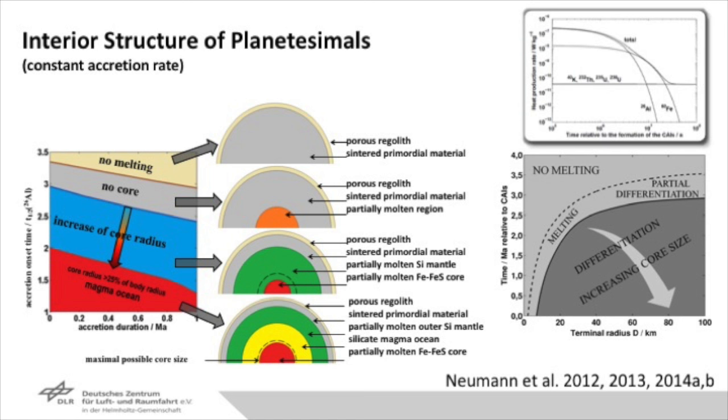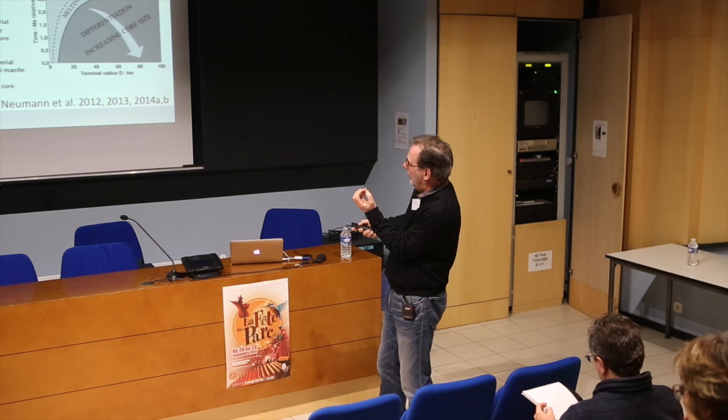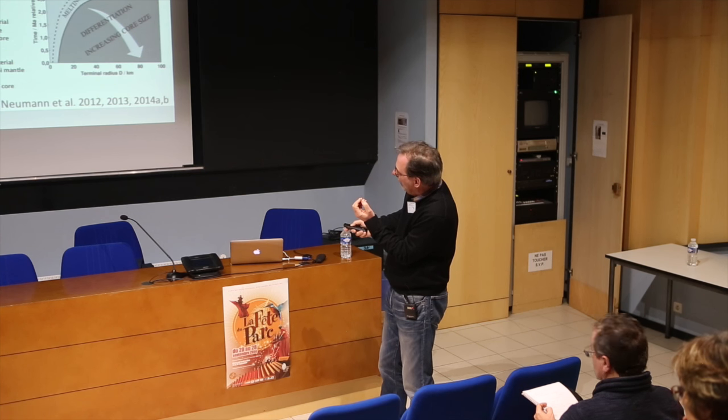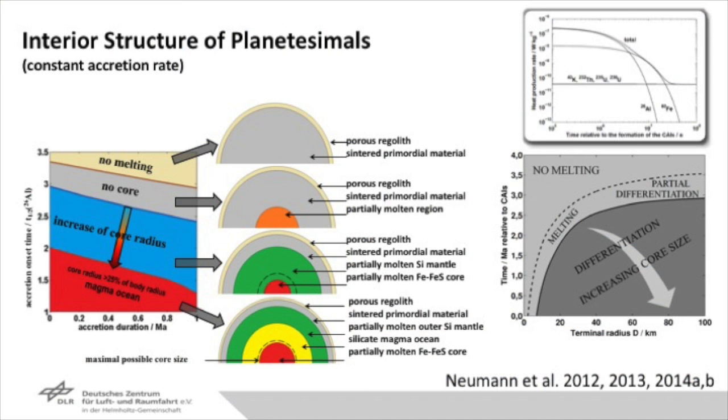Fast. You are in this red regime, and this means that aluminum 26 can heat the planetesimal. You can melt it, you can differentiate it, and you form a miniaturized terrestrial planet. With that, you have a regolith on top that may be sintered, a partially molten silicate mantle, and an iron sulfur core.